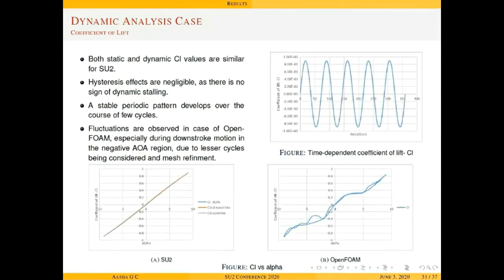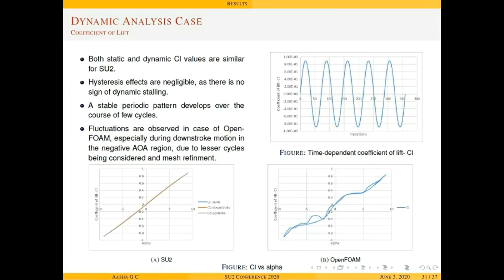Moving on to the coefficient of lift results, it is seen that the CL curve for SU2 is linear and perfectly coincides with the CL curve for the static results. There is no hysteresis observed, and the CL curve is perfectly periodic in nature. This linear nature and this coincidence with the static results is due to the fact that the pitching is very slow and hence the flow is effectively quasi-steady.